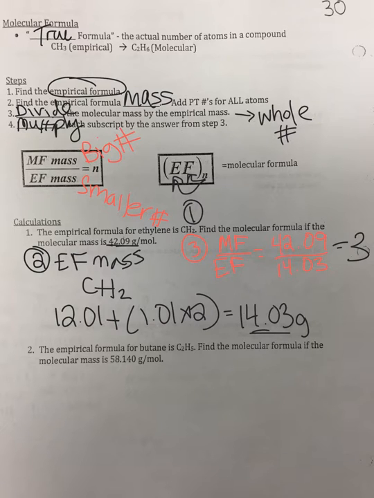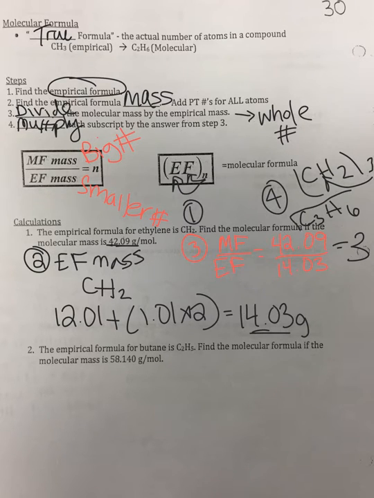So the last step is we're going to take that CH2 and we're going to apply that 3 to it all. So you're going to go to this one and to this one, and you're going to end up with C3H6, and that's your molecular formula. So please notice this one can be simplified, but you don't want to. You need to leave it alone. That's the molecular formula. That's the true formula. There are 3 carbons and 6 hydrogens that make up that molecule.